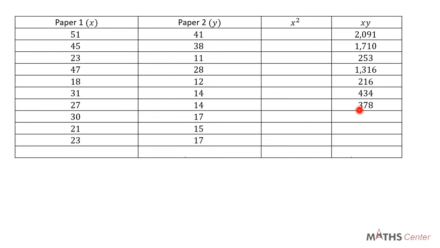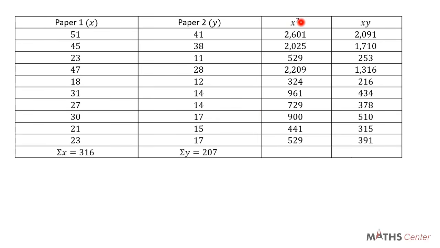27 times 14 is 378. 30 times 17 is 510. 21 times 15 is 315. And 23 times 17 is 391. We need the sum of all these values. So you find sigma x, that gives us 316. We find sigma y, that gives us 207.